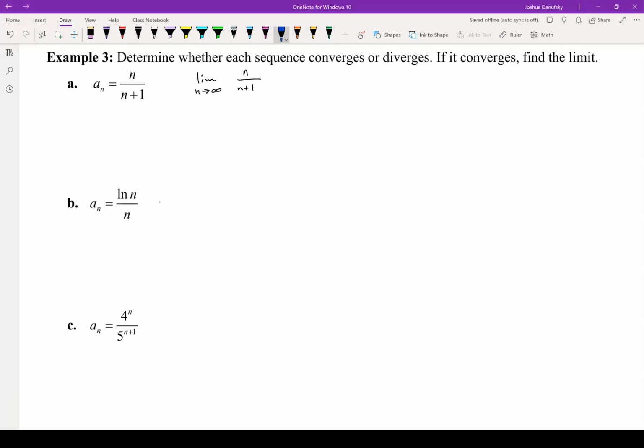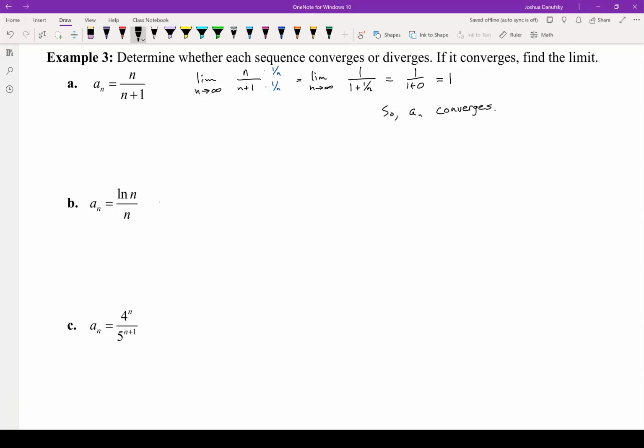We can multiply both numerator and denominator by 1 over n. On top we get a 1. On the bottom we get 1 plus 1 over n. Now if we let n go to infinity, we're going to get 1 over 1 plus 0, which is 1. So a sub n converges.